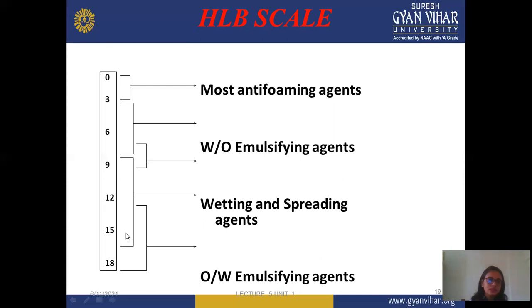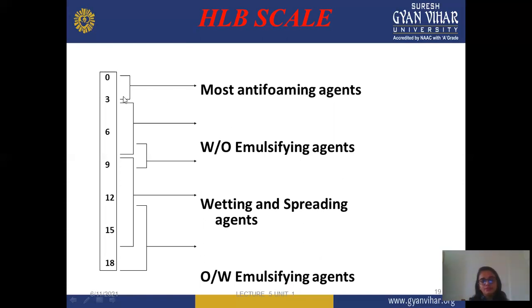The HLB scale of 9 to 18, or maybe up to 15, shows O/W type, meaning oil in water, showing more water solubility and hydrophilic in nature. Between 9 and 15, it is also a good wetting and spreading agent. So in this category, hydrophilic plus wetting and spreading agents are included. This is all about the HLB scale. According to the HLB scale, you can select any type of surfactant according to requirement. If you require an antifoaming agent, you select 0 to 3. If you require a wetting and spreading agent, you select 9 to 15. And according to solubility in a hydrophilic or lipophilic nature, you can select the HLB scale.